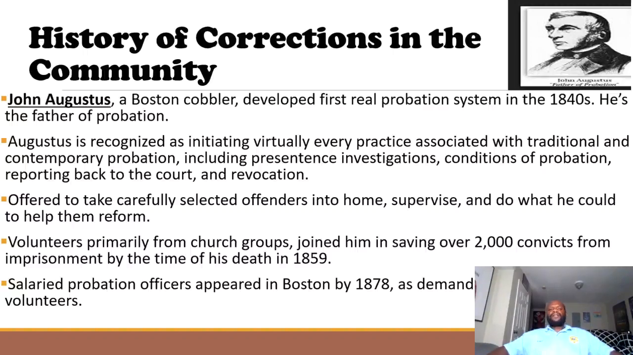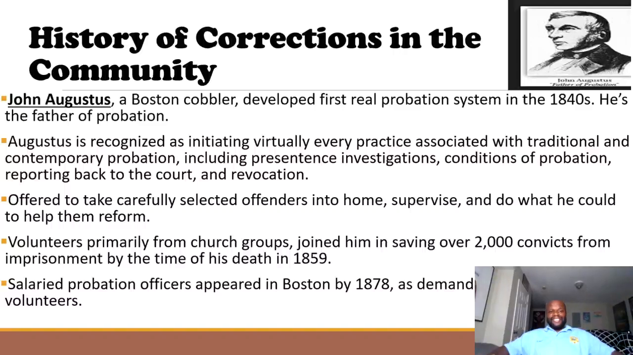But he was a Boston cobbler, and he developed the first real probation system in the 1840s. In fact, John Augustus is the father of probation. So Augustus recognized that locking someone up and just keeping them in jail wasn't necessarily the answer. Instead, he wanted to create a system that would vouch for people and ensure that they would be supervised, they would come back to court, they would follow some conditions of probation, etc.